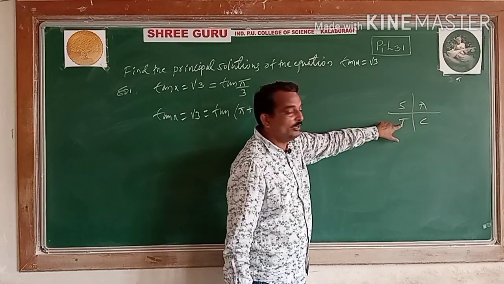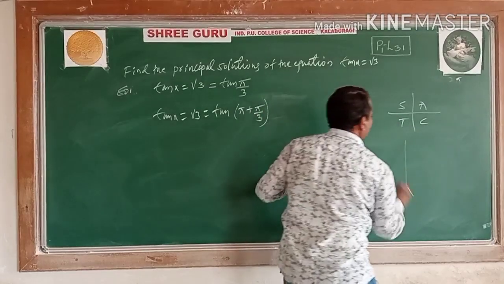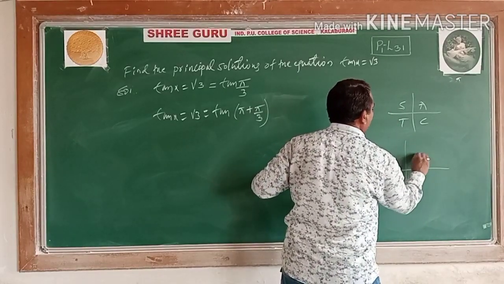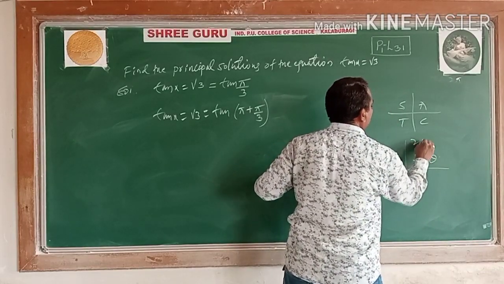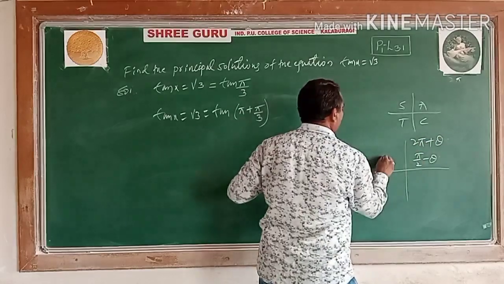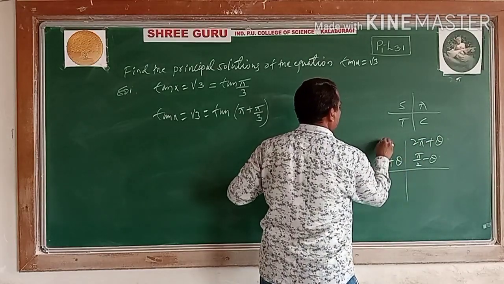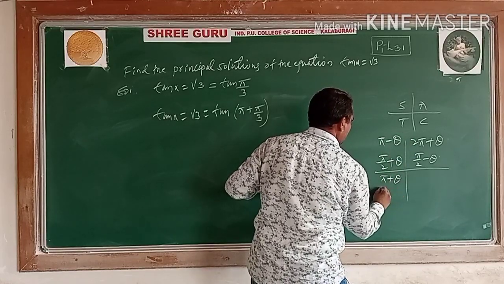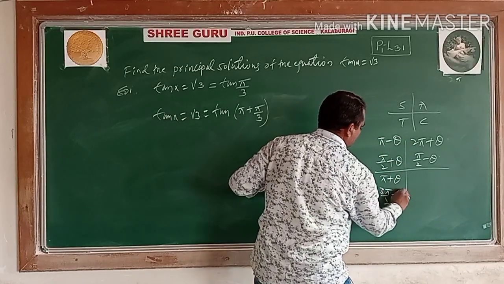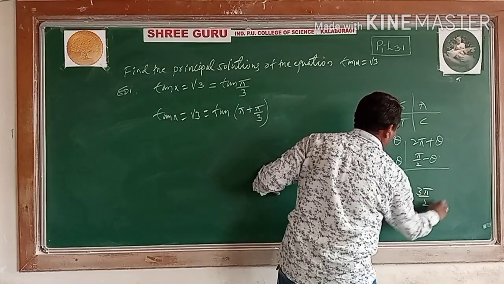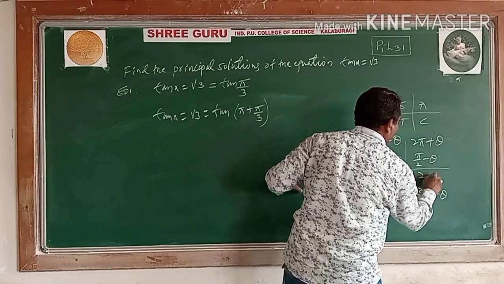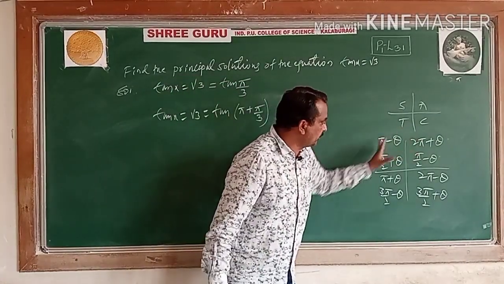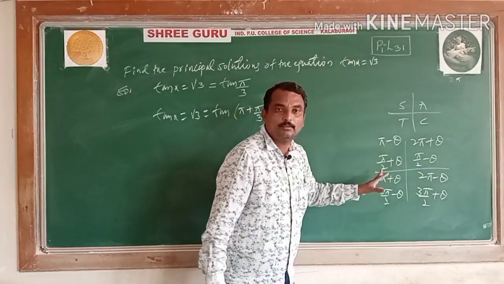Here two angles appear: pi by 2 minus theta, 2 pi plus theta, pi by 2 plus theta, pi minus theta, pi plus theta, 3 pi by 2 minus theta, 3 pi by 2 plus theta, 2 pi minus theta. In each quadrant, two angles appear. You have studied all these in the allied angles.